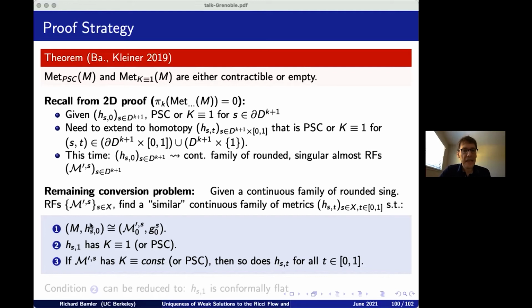So again, if we are able to convert any continuous family of these rounded flows into HST, then we can really just follow the same strategy as before. We just have to do this intermediate step, since HST is not just the precise Ricci flow. We first construct these rounded singular Ricci flows, and then the corresponding family HST will be the family that we're looking for. And then we can again restrict it to the union of this annulus in the disk. Are there any questions so far?